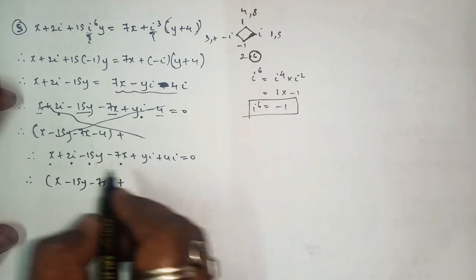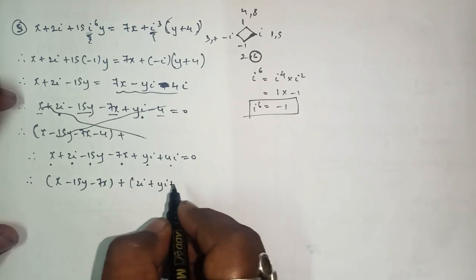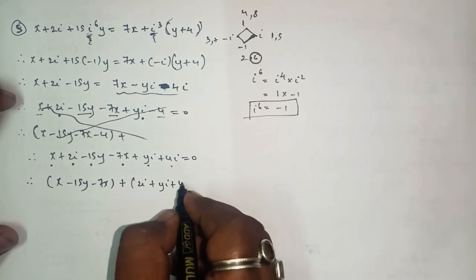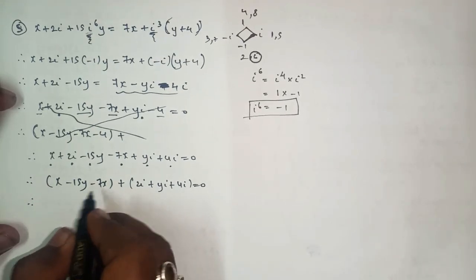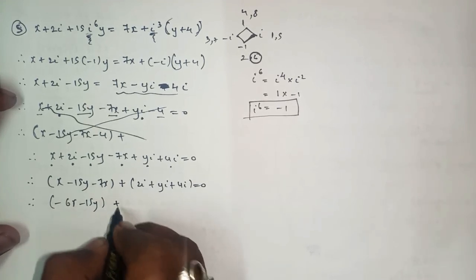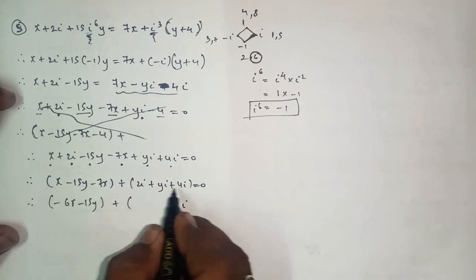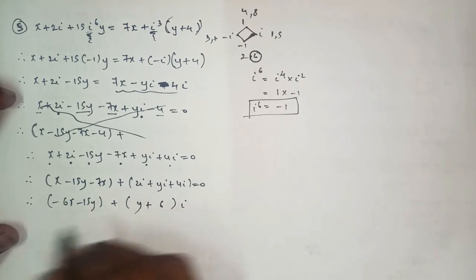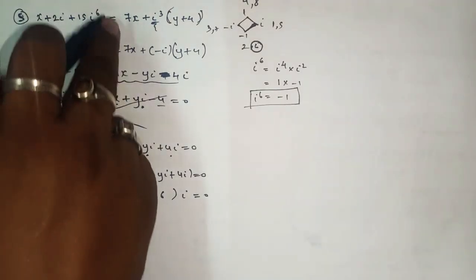And this part is with i, so 2i plus 4i plus 4yi plus 4i equals 0. So here x and minus 7x we can write as minus 6x minus 15y plus, here we can bring i as common, and 2 plus 4 will be what? 6. Yes or no? Equal to 0. So now we have converted this question.